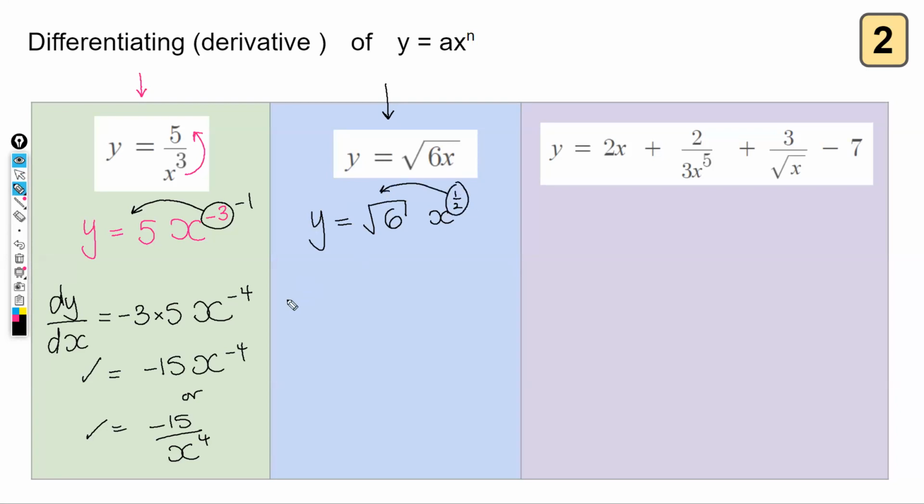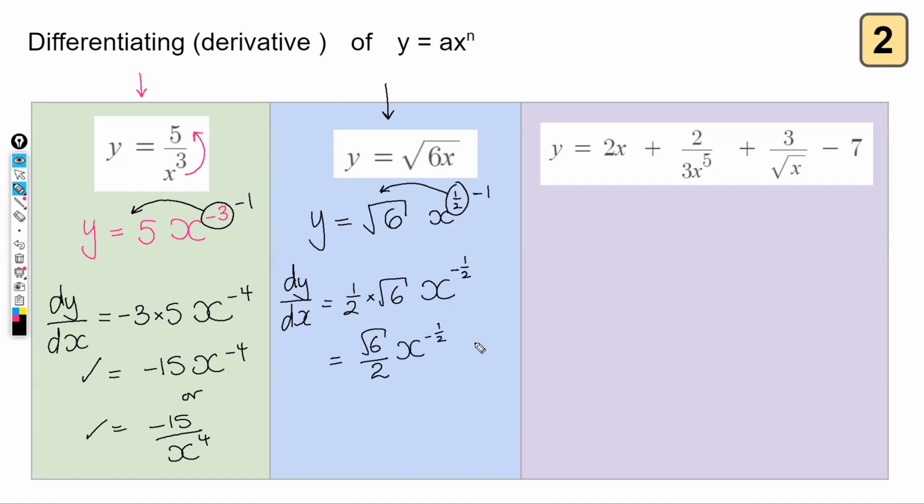You have dy dx. So it's a half multiplied by the square root of 6. And what do we have to do with the power? Minus 1 from the power. A half minus 1 is minus a half. Now you can leave your answer like this, or you could simplify it. Remember, a half multiplied by the square root of 6 is really the square root of 6 divided by 2. And then you could put x to the power minus a half.